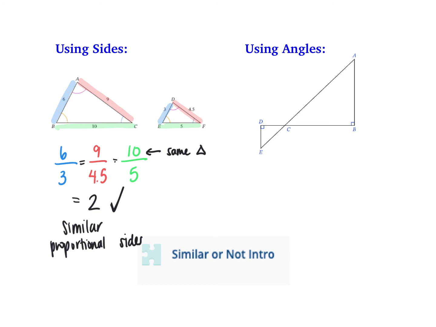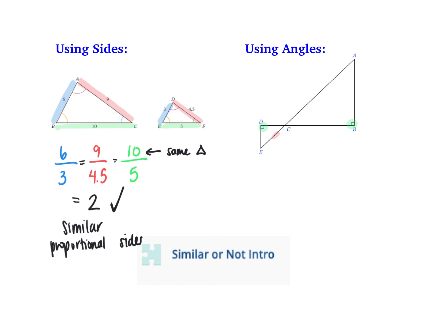Now in the other example, I know nothing about the sides, so that can't be what I base my argument on. Instead, I'm going to focus on the angles. Hopefully what catches your eye first is that they each have a right angle. So that's one pair that I know are congruent. I need to know another pair also congruent before I make my statement that they are similar.